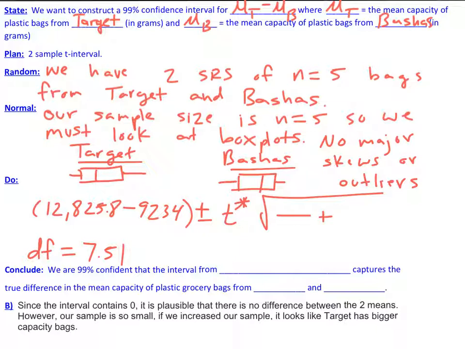Standard error is going to look like this. Our sample sizes were 5. These are your values for S. This would also be a calculator thing because you'd be using data mode. Until you go to do a 2-sample T interval, you would not have these numbers. So really, after your state step, you would want to go enter your data in list 1 and list 2. I would put Target in 1, Bosch's in 2, and then do the interval, because that's going to give you all these numbers that you need.